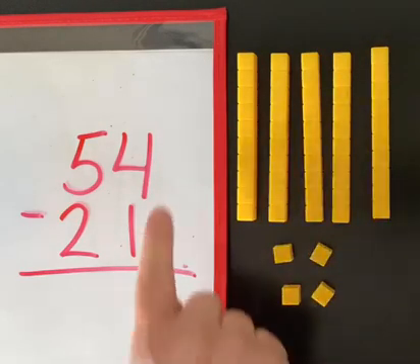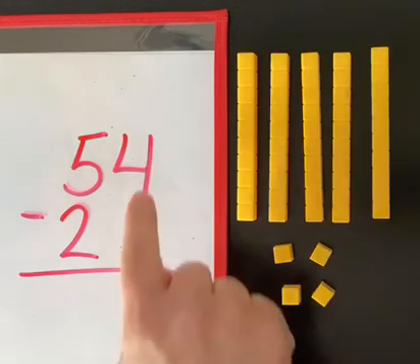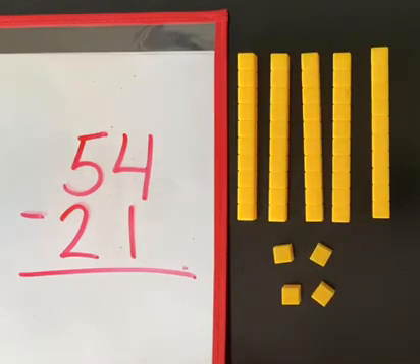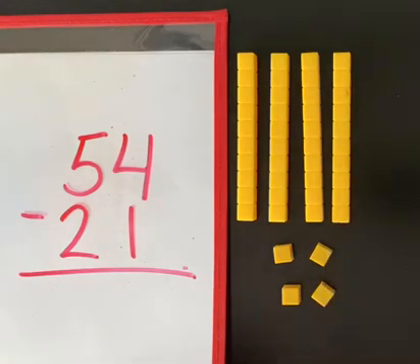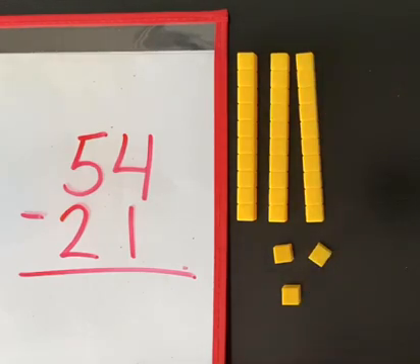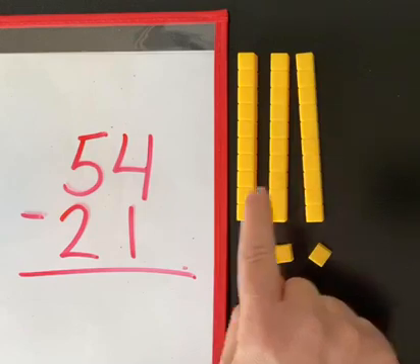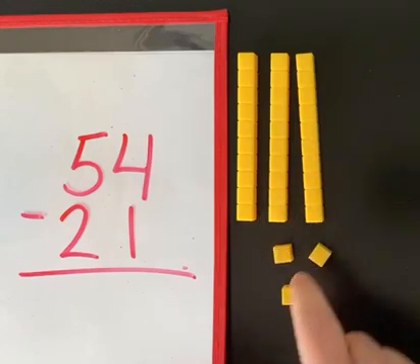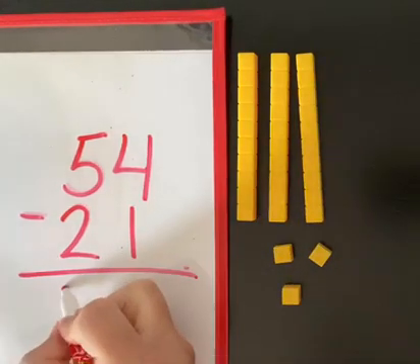So here I have 54 blocks where we start with the number that we have on top, or the bigger number, and we're going to take away the smaller number. So I have 54 and I'm going to take away 21. 10, 20, 21. Now what am I left with? I'm just going to count and see. 10, 20, 30, 31, 32, 33. And that's my answer.